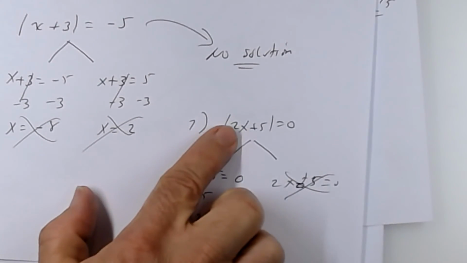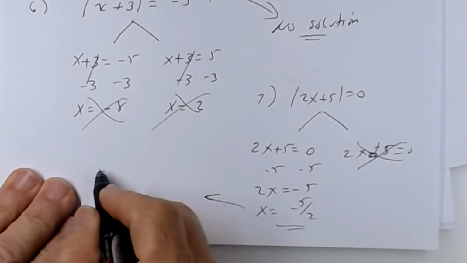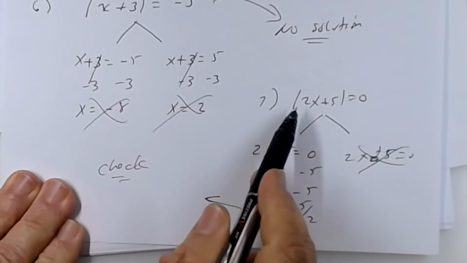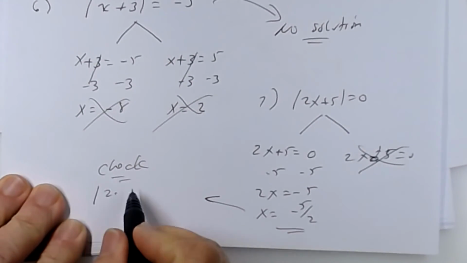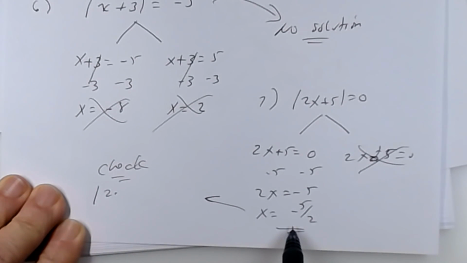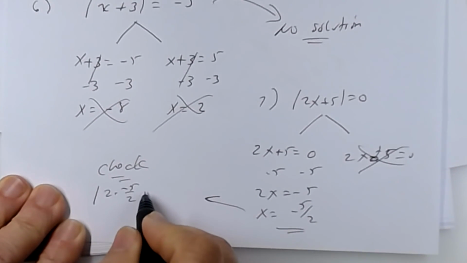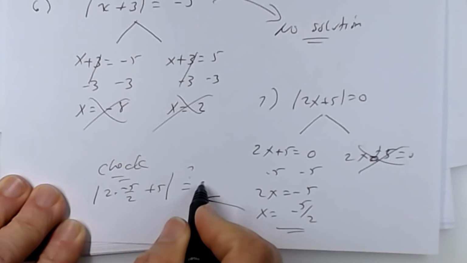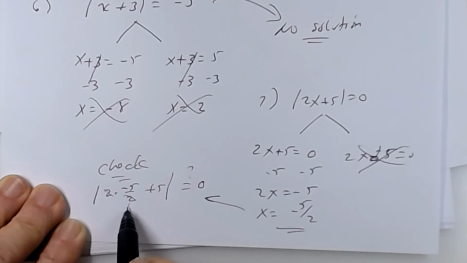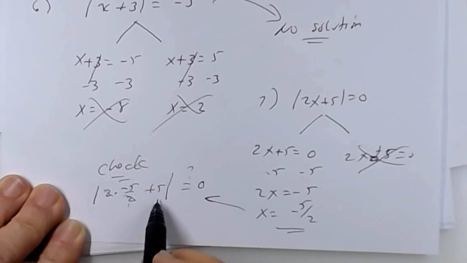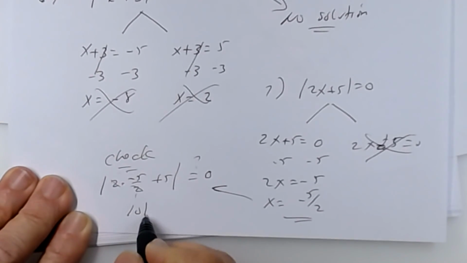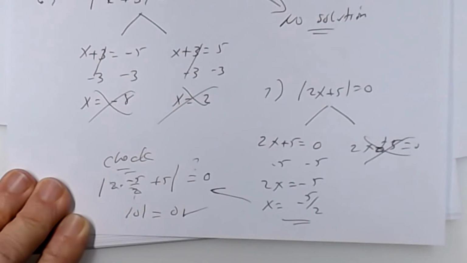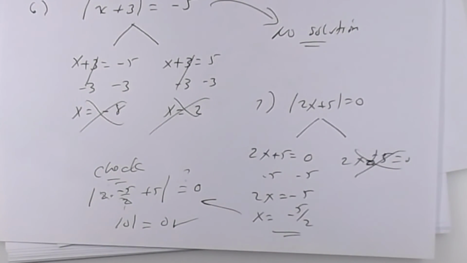So if I substitute -5/2 back here, watch. Let's check -5/2. You go back to the original. The absolute value of 2 times x, what's x here? -5/2. Plus 5, absolute value, and I'm checking to see if that's equal to what number? 0. The 2's divide out, right? You agree? What's -5 plus 5? 0. Is the absolute value of 0 equal to 0? Yes. All right. Okay, so that's going to take care of this part.